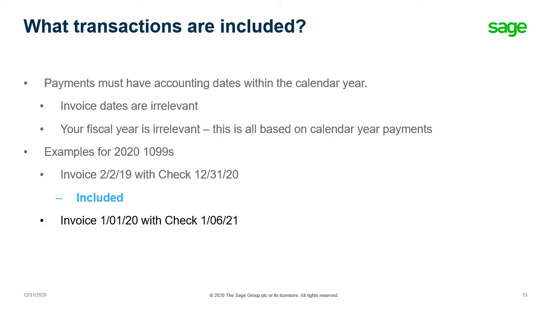Now, my invoice was January 1st, 2020. My check was January 6th, 2021. Would this be included? Not included. Why? Because the check is in 2021 and not in 2020.